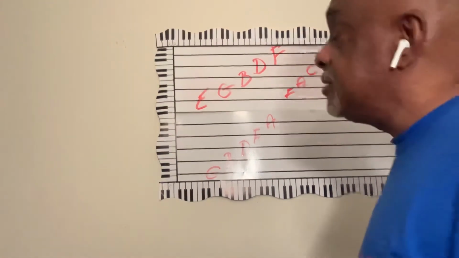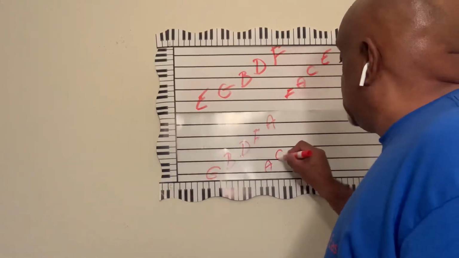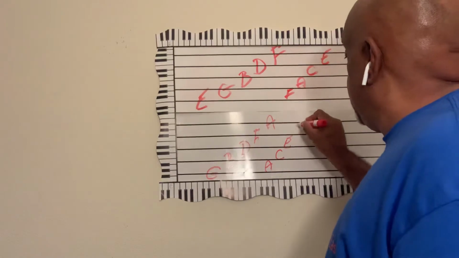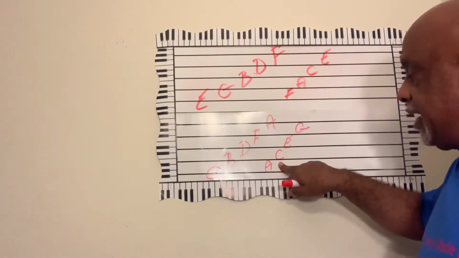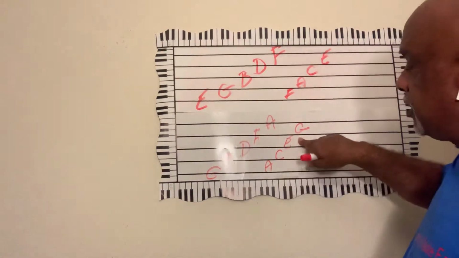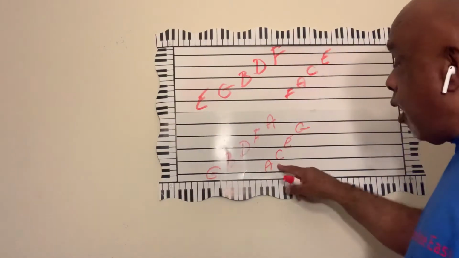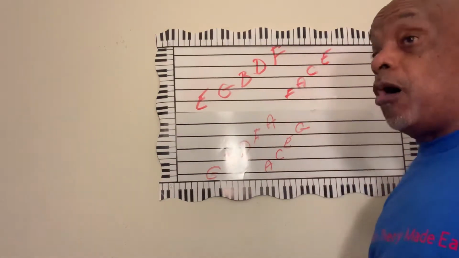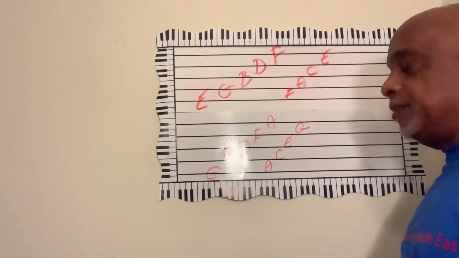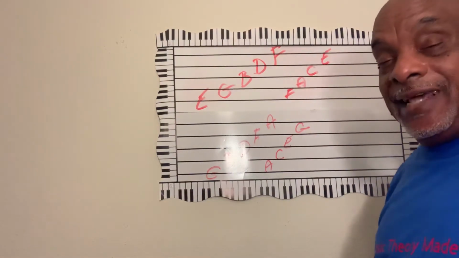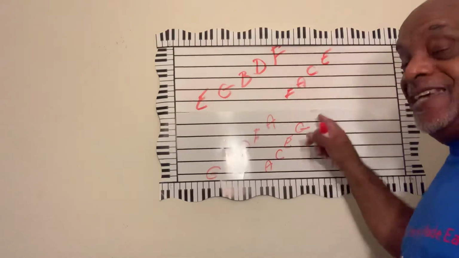Now, the spaces of the bass clef are A, C, E, and G. First space is A, second space C, third space E, and fourth space is G. So that's all cars eat gas, or all cows eat grass. You got the idea. So that's A, C, E, and G.